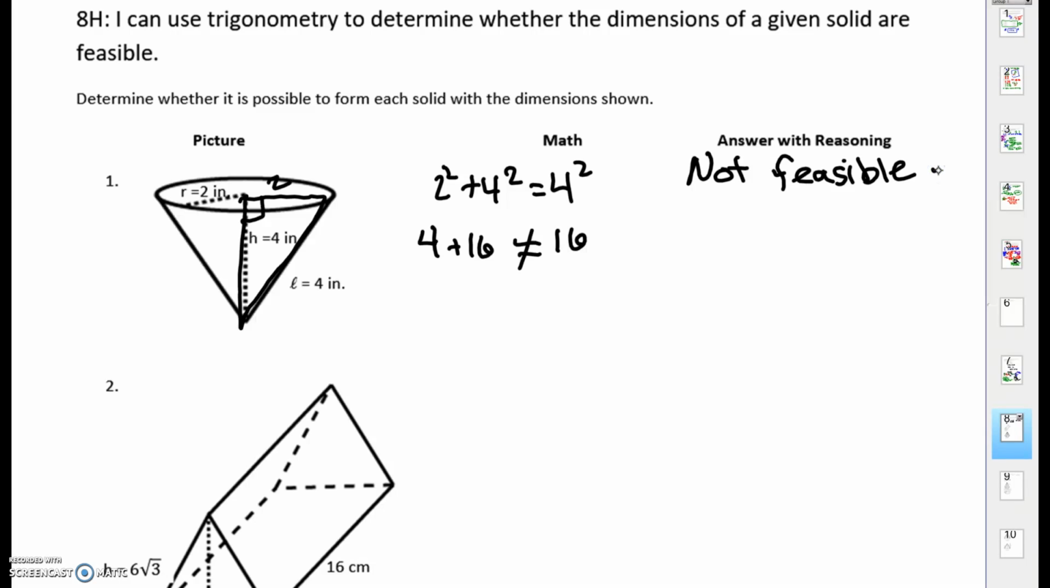Basically because, well, it's not feasible. Your slant height's too long, or too short. L is too short. Pythagorean theorem fails.